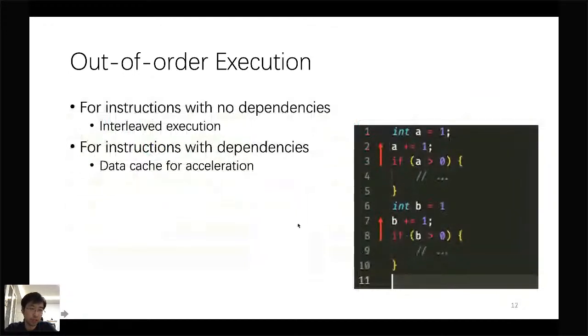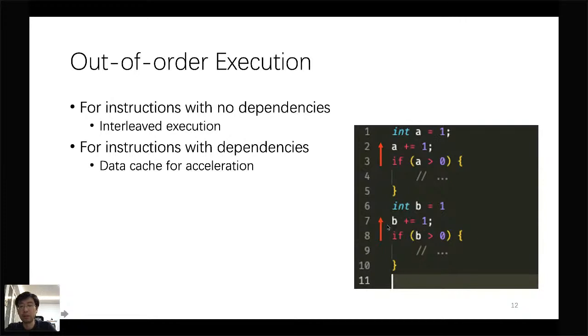The optimization of out-of-order execution mainly has two effects. First, for instructions with no dependencies, it tries to interleave such instructions, so your pipeline is full, and the latter instructions do not need to wait for the previous instructions to finish. And for instructions with dependencies, for example, these two expressions, it also introduces an optimization, we can say it's about value caching.